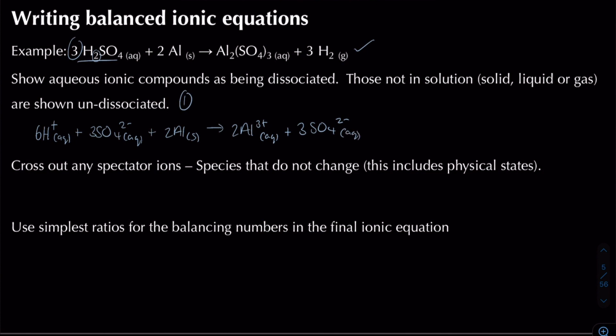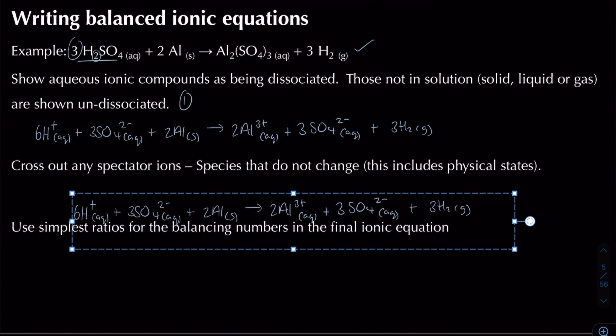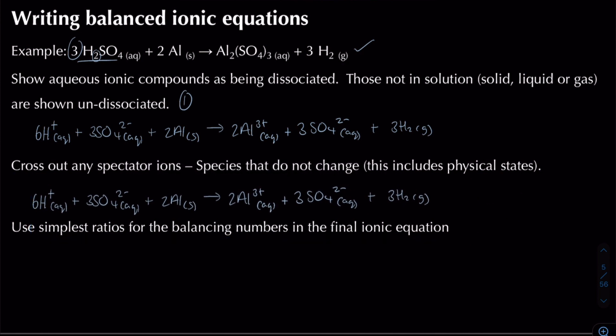And you end up with aqueous, and then you end up forming 3 lots of hydrogen gas, which is going to be a gas as well. Now the next step is to look at what's at either side of the actual reaction arrow and cancel anything with the same substance, the same state and the same charge itself.